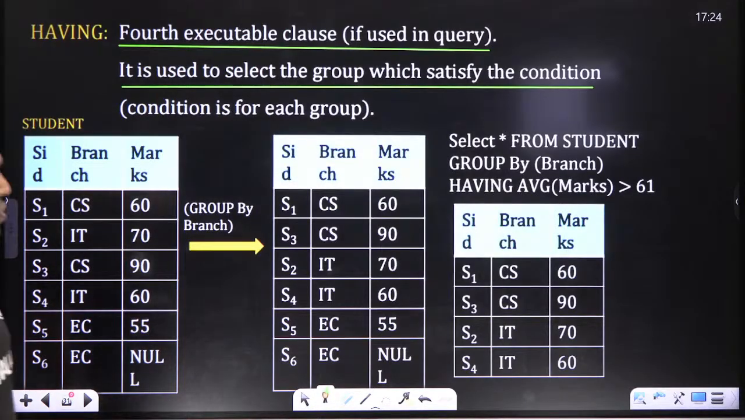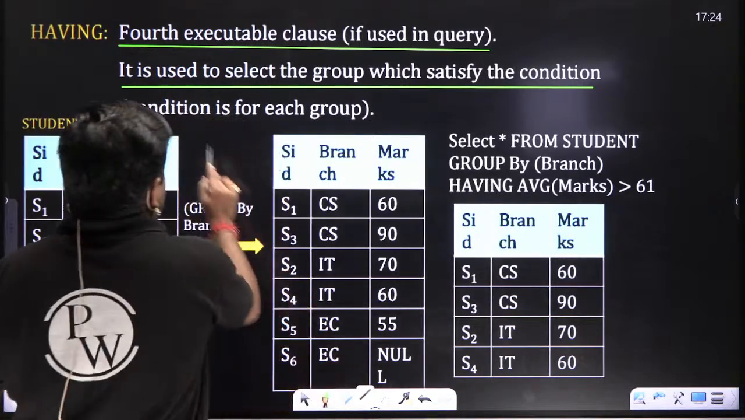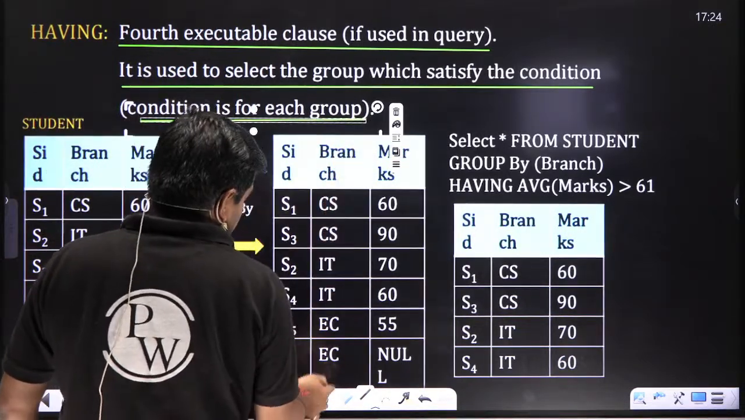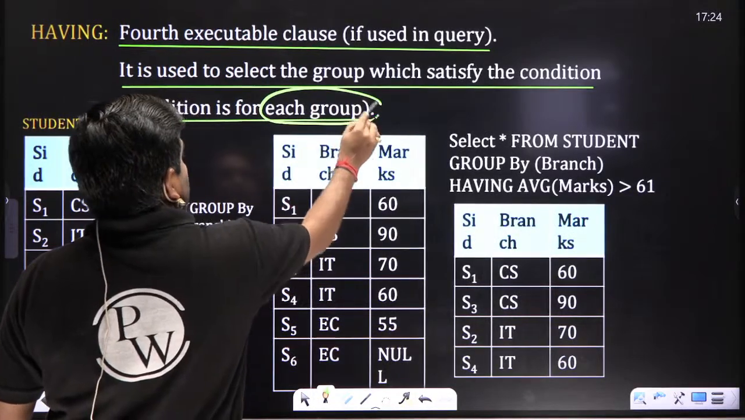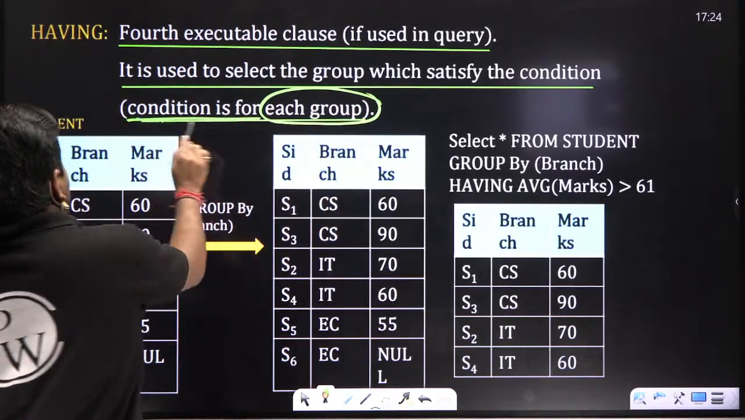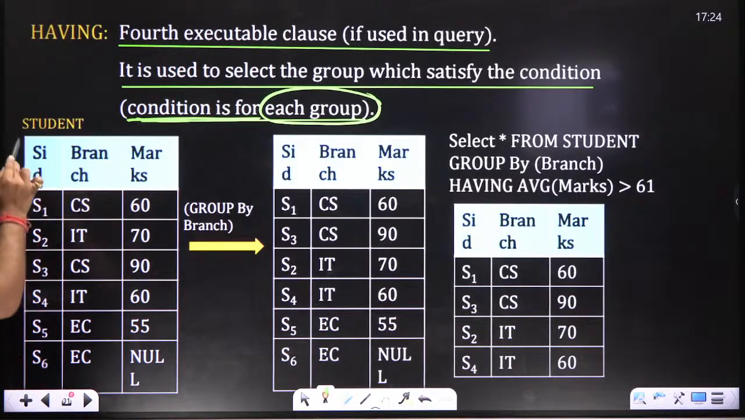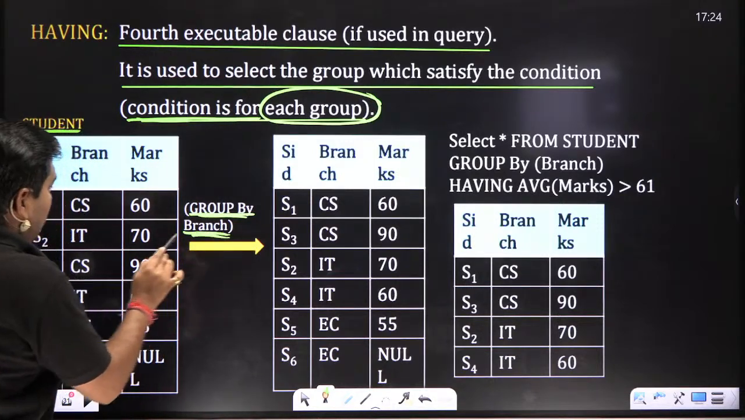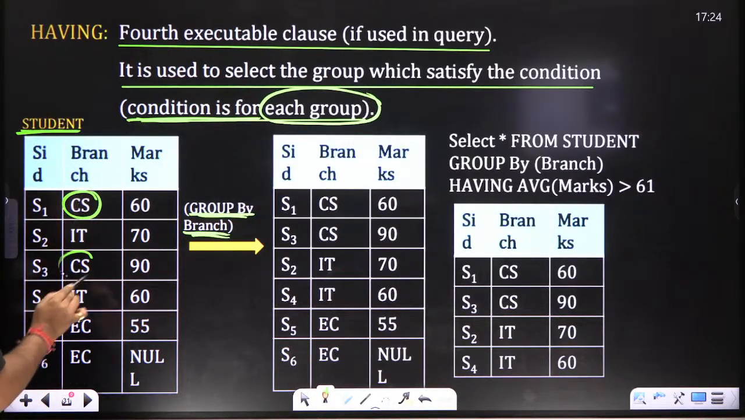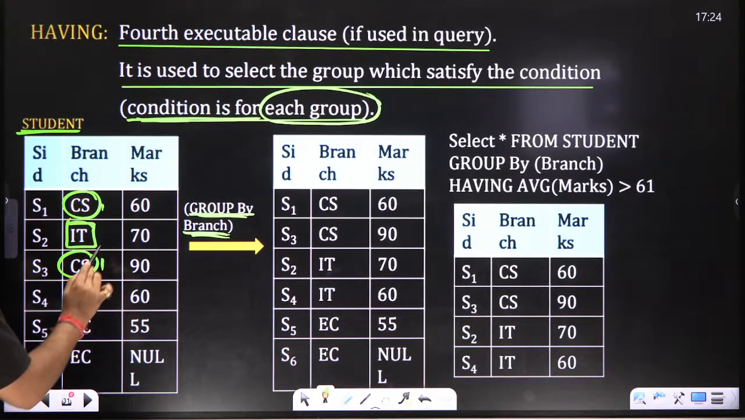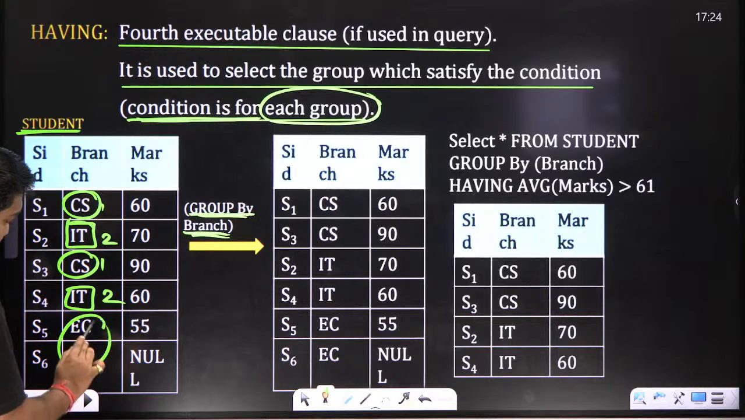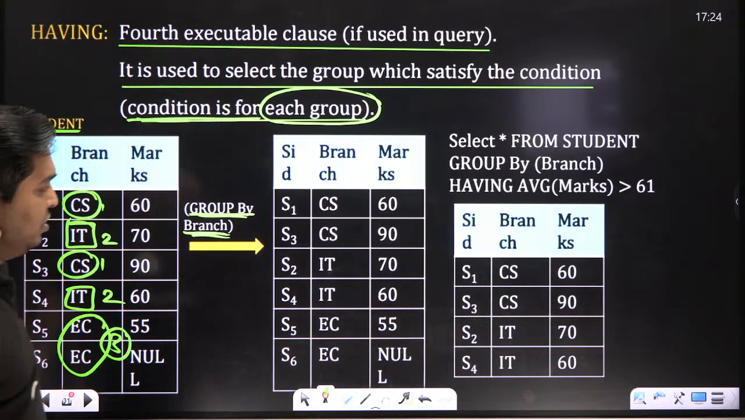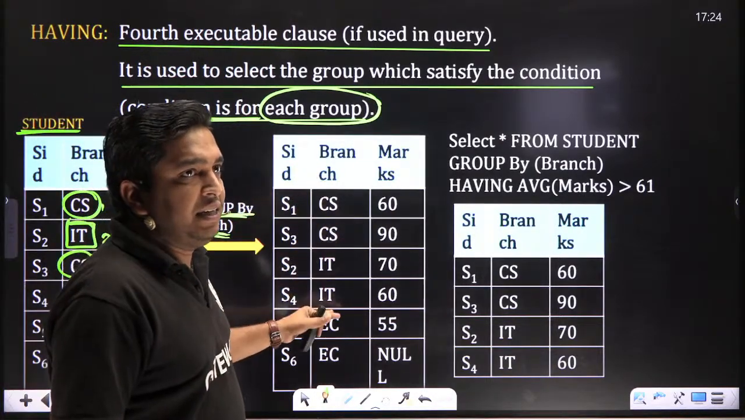Listen carefully. Here the condition is applied on each group. For example, this is the student table. First of all, I do GROUP BY branch. So what happens? First you get CS students, then IT students, then EC students: CS, IT, EC.